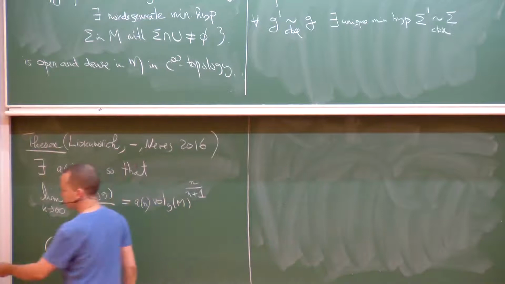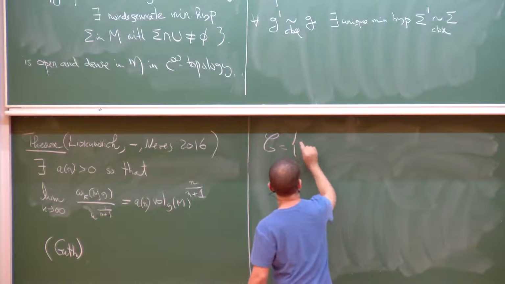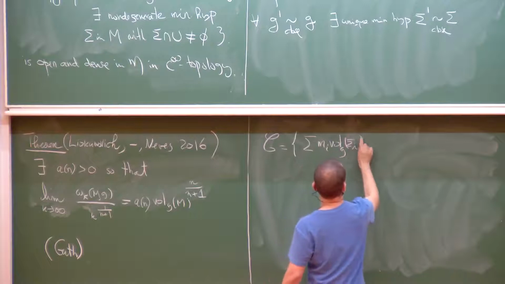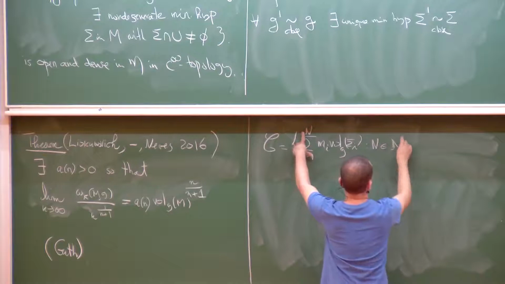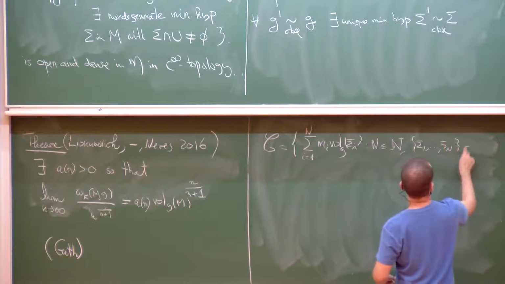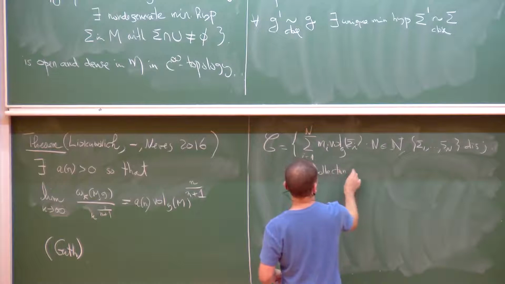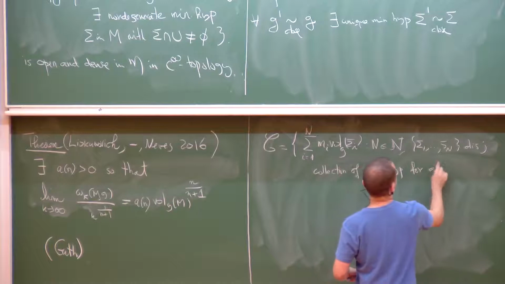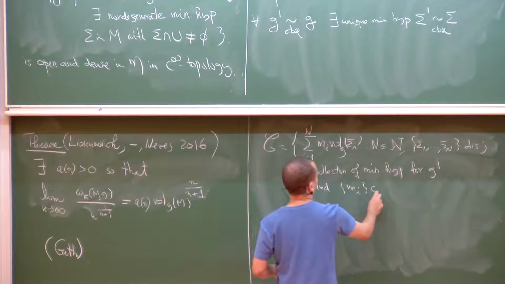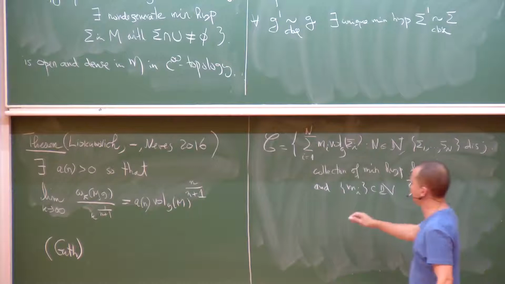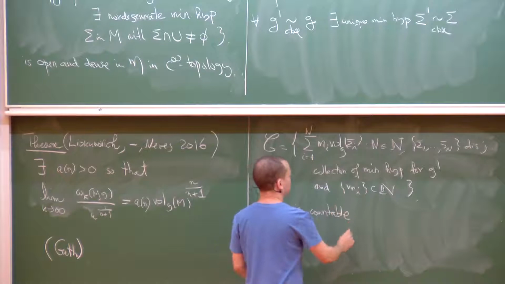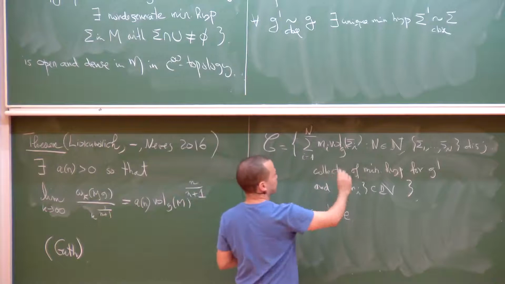So the idea now is that if I consider the following set C, which is just the set of all linear combinations of this form, where n is some natural number, the sigma i's form a disjoint collection of minimal surfaces in G prime, and the m_i's are integers. Because this set is finite, this set has to be countable. So there are only countably many real numbers that can be written in this form because G prime is bumpy. Okay, this is for G prime.